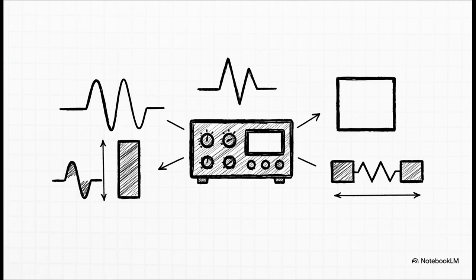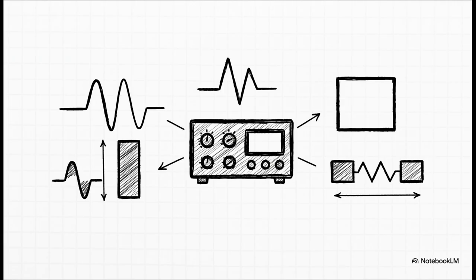The function generator, on the other hand, is all about creation. Its entire job is to generate clean, perfect, repeating electronic waveforms whenever you want. With just the turn of a dial, you can get a smooth sine wave, a sharp square wave, or a straight triangular wave. And you have total control over their amplitude, that's how tall they are, and their frequency, how fast they repeat.